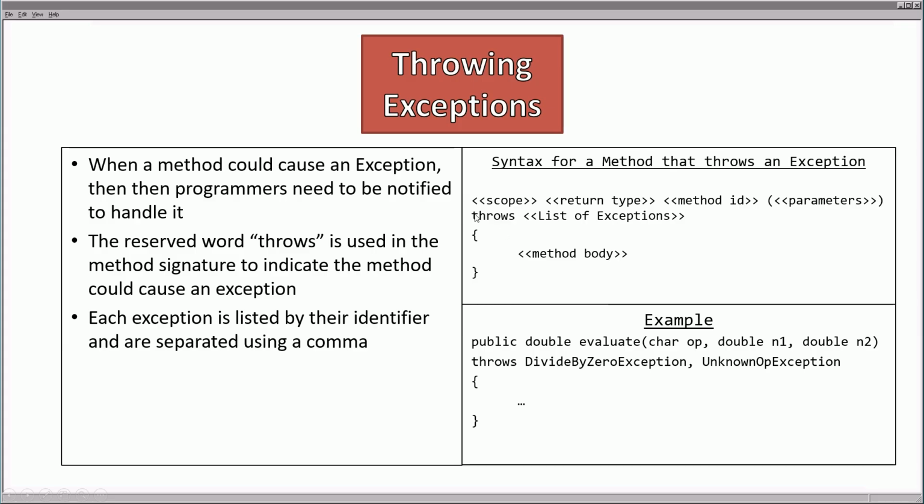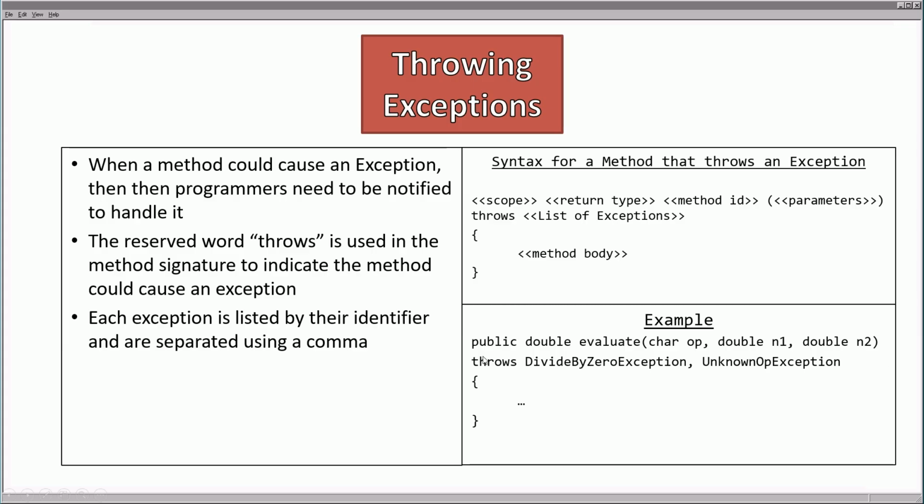So if you notice over here, this is the same way that we have created a method in the past. So in the signature, we have the scope, the return type, the method ID, the parenthesis with the parameters, but then we add an extra part. We use the reserved word throws followed by a list of exceptions that this method could cause. This happens before the body of the method. Now each exception a method could cause is listed by their class identifier, and they are separated using a comma if a method could throw multiple types of exceptions.